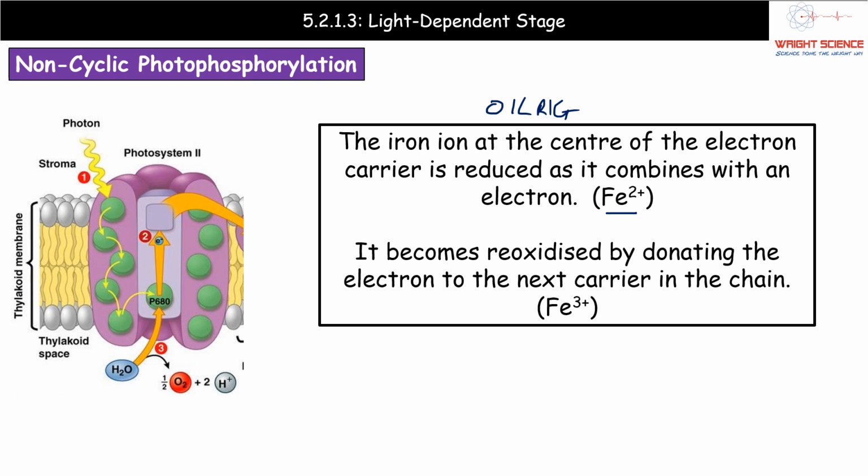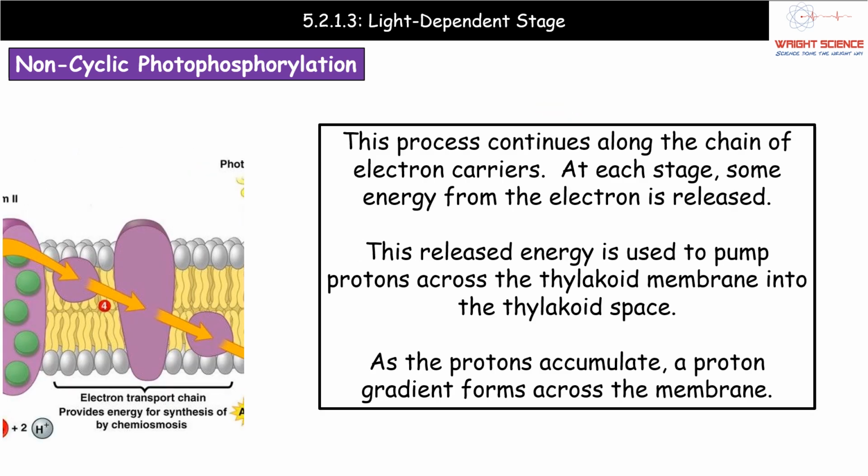Then that electron is going to be donated to the next one, because we've got a whole chain of these electron carriers. As it passes that electron to the next carrier in the chain, that first one becomes reoxidized. So that means it goes back to Fe3+. This is then just going to continue, one electron to the next electron carrier and so on, all the way down this thing we call the electron transport chain. So basically we're just transferring those electrons down the chain.